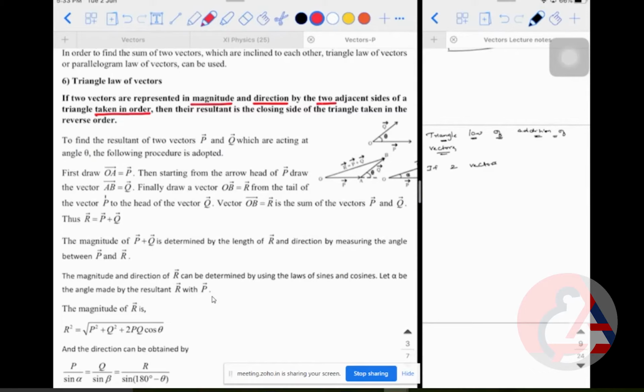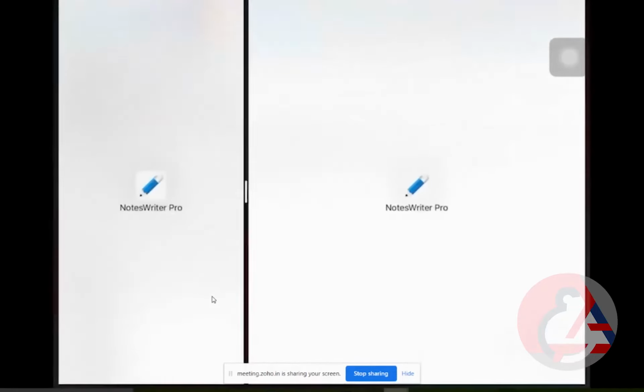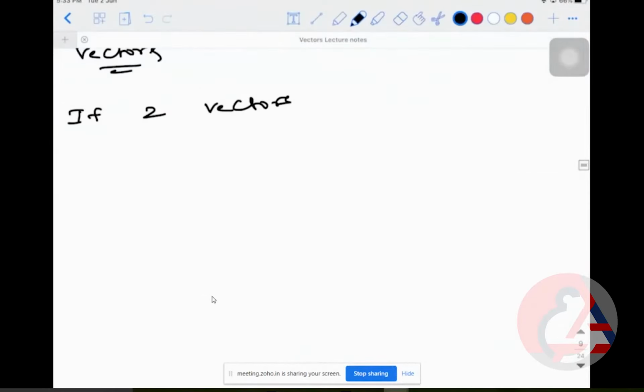So have this in your mind. If you're done writing, let me know. For the sake of understanding, I'll just repeat it one more time. Just check your notes. If two vectors are represented in magnitude and direction by the two adjacent sides of a triangle taken in order, then the resultant is the closing side of the triangle taken in the reverse order. Let me explain what it means in a diagrammatic format.